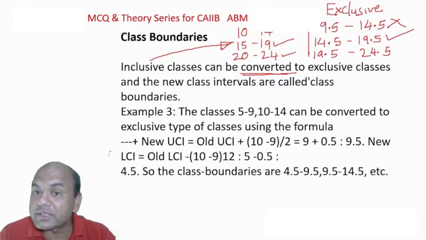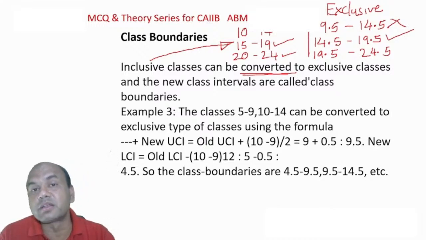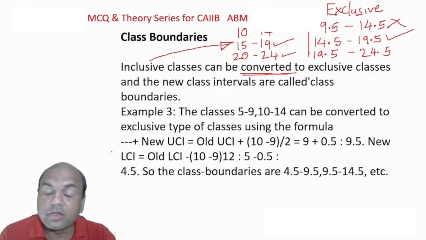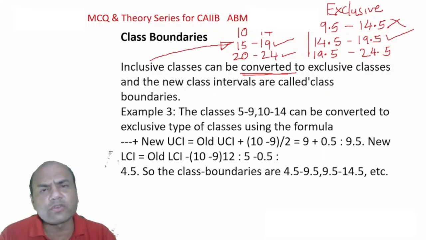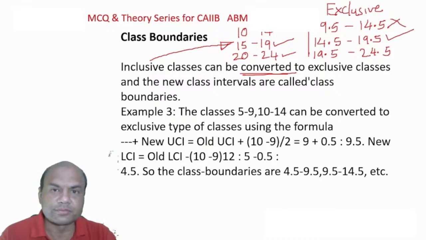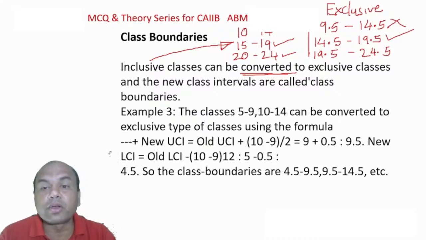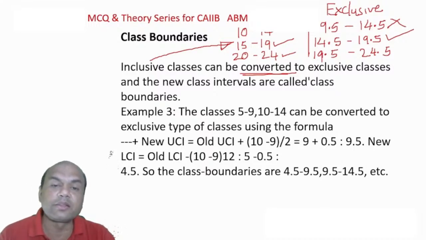So exclusive doesn't mean both the boundaries are excluded. It can be either one boundary or both the boundaries, the upper boundary or the lower boundary. Anything is called exclusive. So in this case, generally what we follow in your CAIIB is that any number which is on the boundary will always be included in the next class. Means 14.5, I'll be including it over here. 19.5, I'll be including it over here.